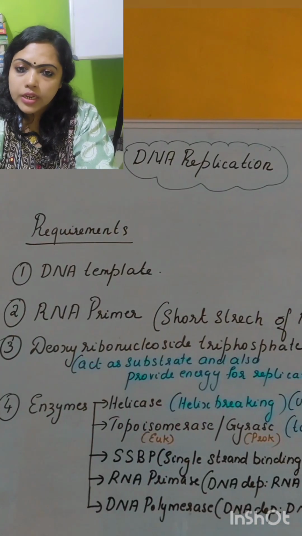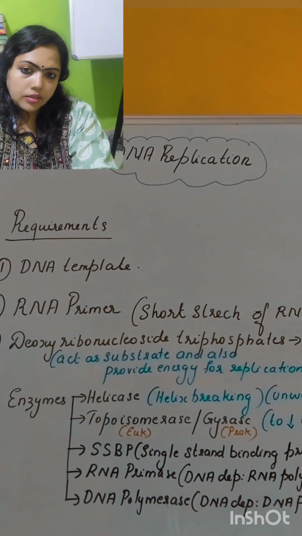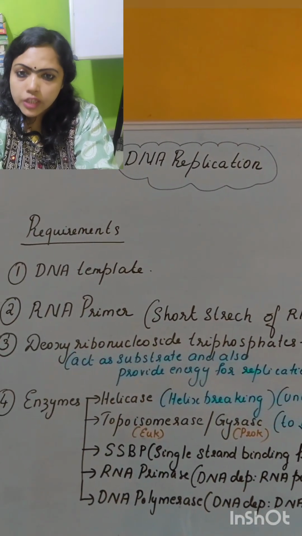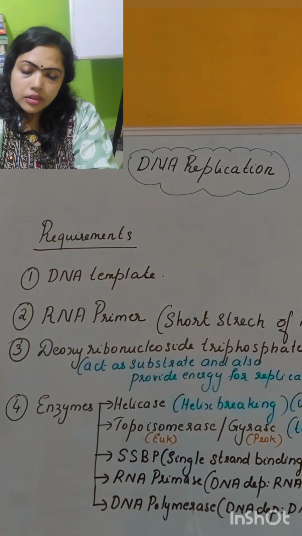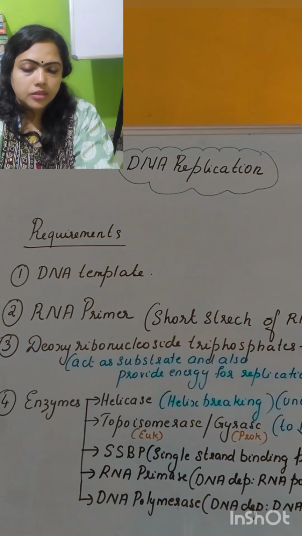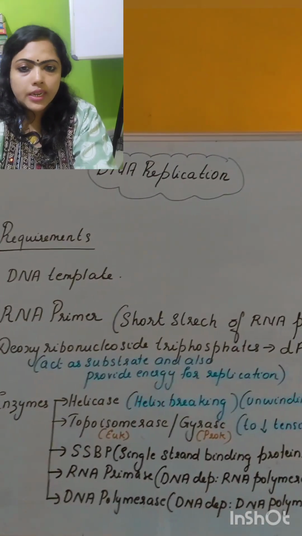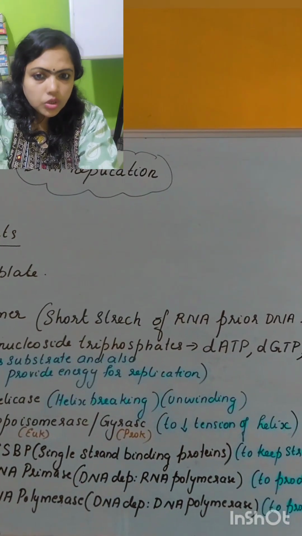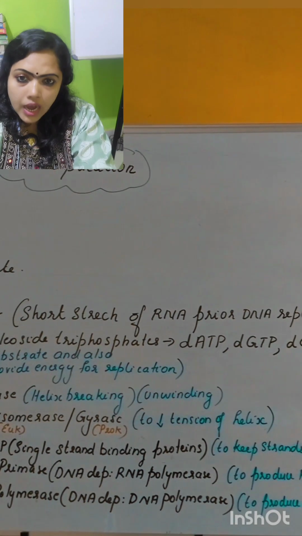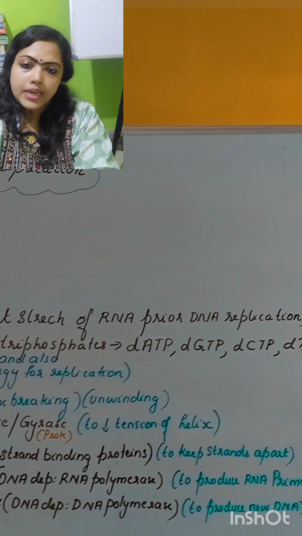Okay. And then the requirements for DNA replication. The first requirement is the template DNA. Template DNA means the DNA from which the new strand is forming. The new DNA is forming. This is the template DNA. And then the next requirement is RNA primer. This RNA primer is a short stretch of RNA before DNA replication. That is, before the replication of DNA, a very short stretch of RNA is needed, and this is called RNA primer. That is, the RNA primer is needed for the initiation of DNA replication.